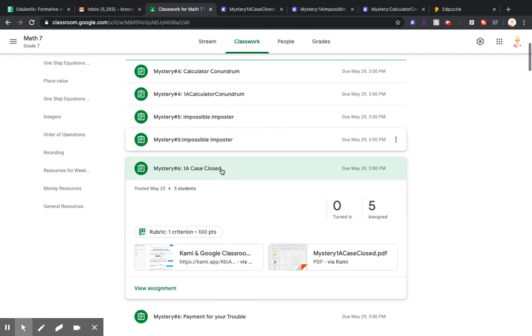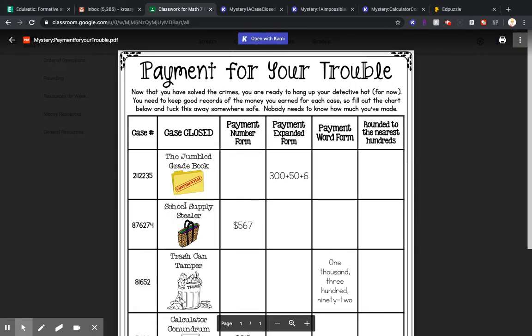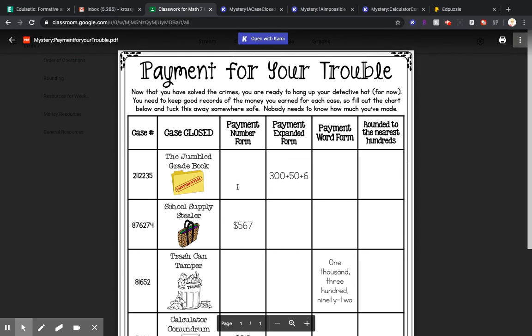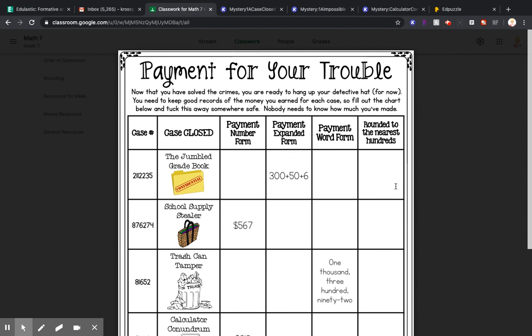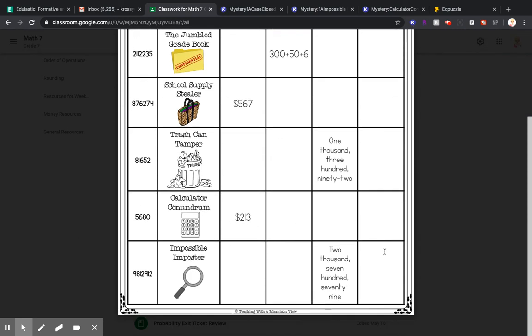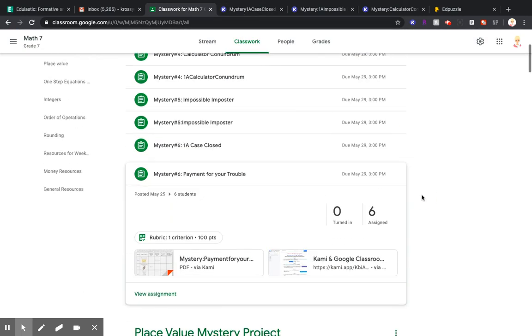If you were assigned Payment for Your Trouble, this is the one for you. Okay? And it's set up in the same way. It's just different numbers. Okay? And here it says rounded to the nearest hundreds place. Okay, same thing. So you have it in expanded form, 356. You're writing it in word form. You're writing the number form with standard form, and then you're rounding it to the nearest hundreds place. So for each of these cases, you have at least one piece of information, and you stretch it to fill out the organizer. Okay, and that is all that you have for this week.